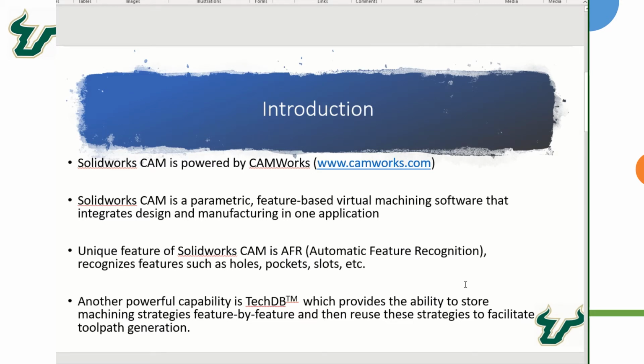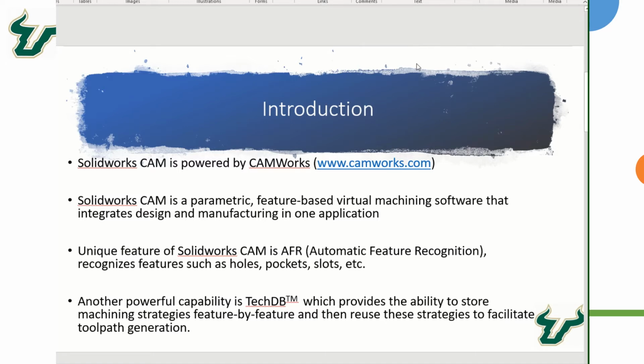The SolidWorks CAM is basically a parametric feature-based virtual machining software that can integrate the design and the manufacturing in one application. By defining the areas to be machined as machinable features, SolidWorks CAM can apply more automation and intelligence into the CNC toolpath creation. This approach is very intuitive, and it follows the feature-based modeling concepts that we have learned in the CAD design process.